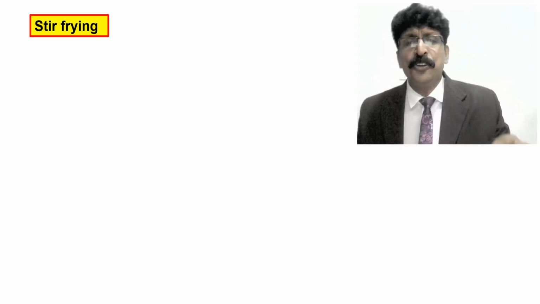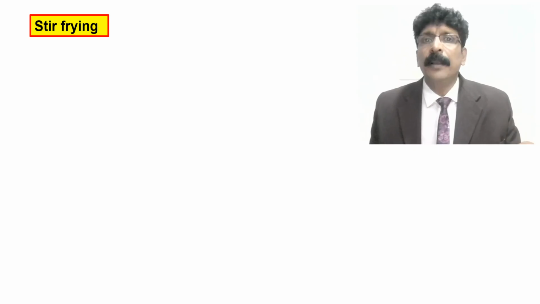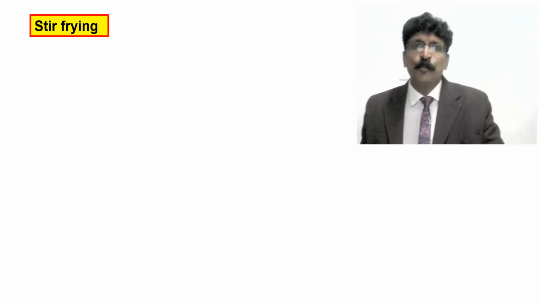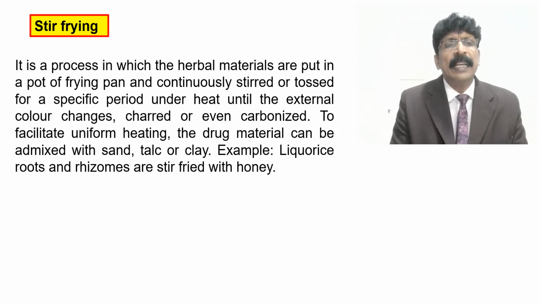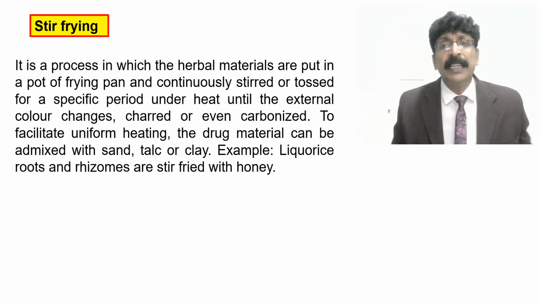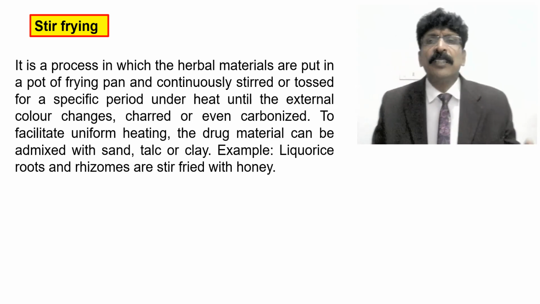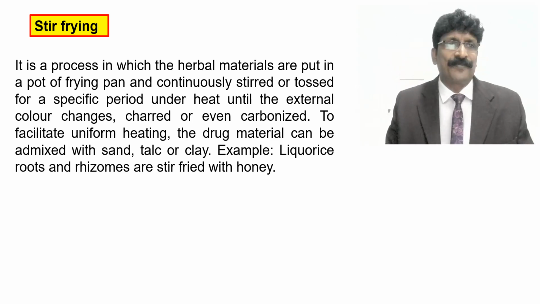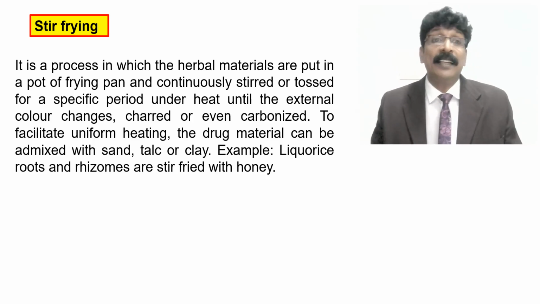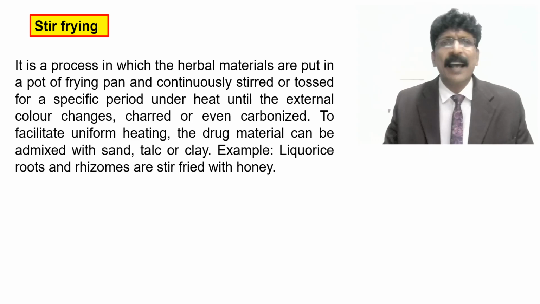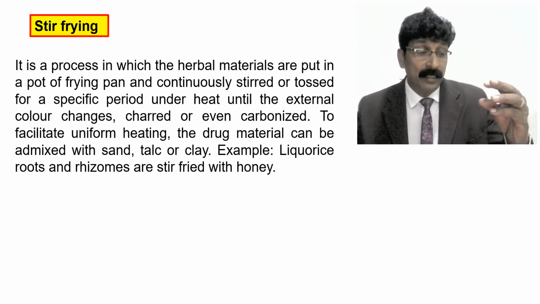Stir baking, usually in formulations, we used to do with honey or jaggery. In Ayurveda they used to mix with various drugs. Stir frying is a process in which herbal materials are put into a pot or frying pan and continuously stirred or tossed for a specific period under heat until the external color changes.